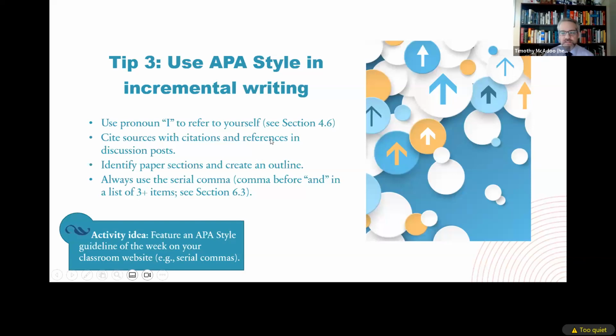So an activity idea is to have an APA style guideline of the week that students can focus on during whatever they are writing that week. For example, you could ask them to focus on writing sentences with serial commas.